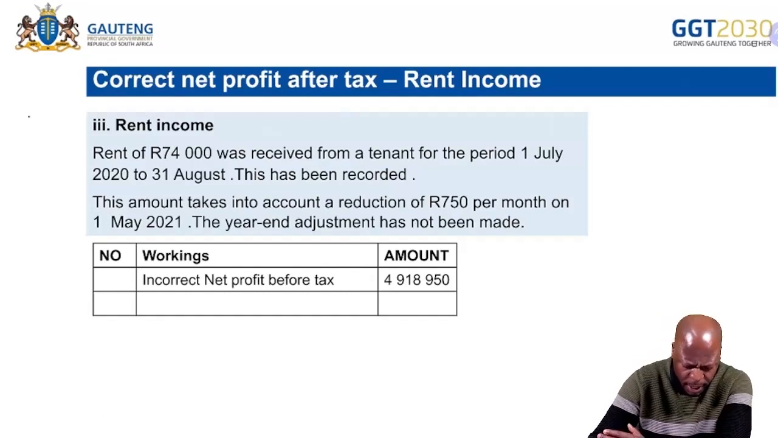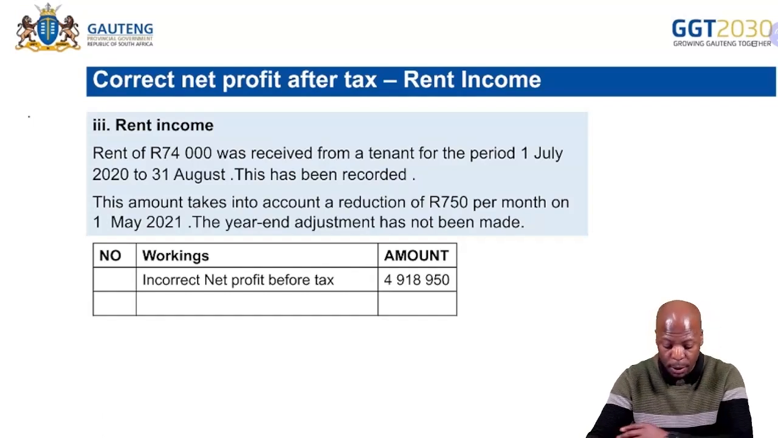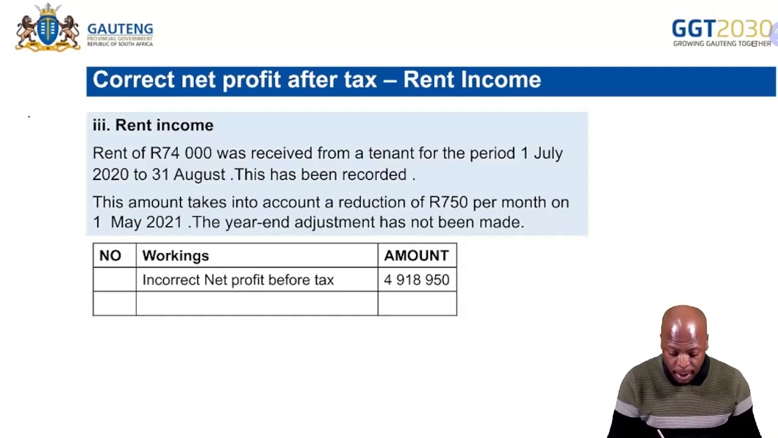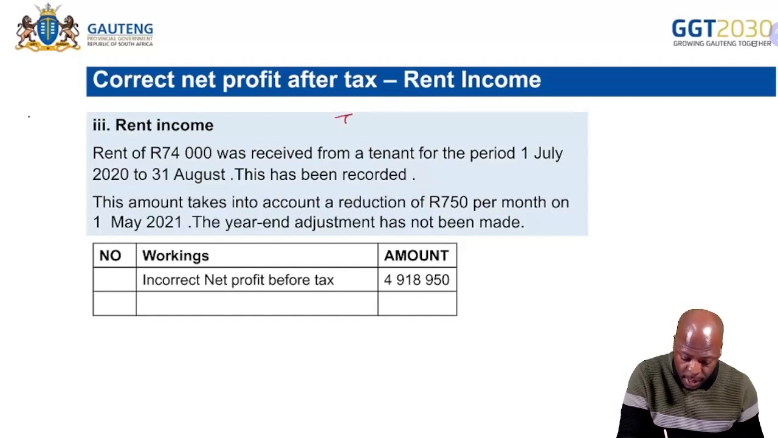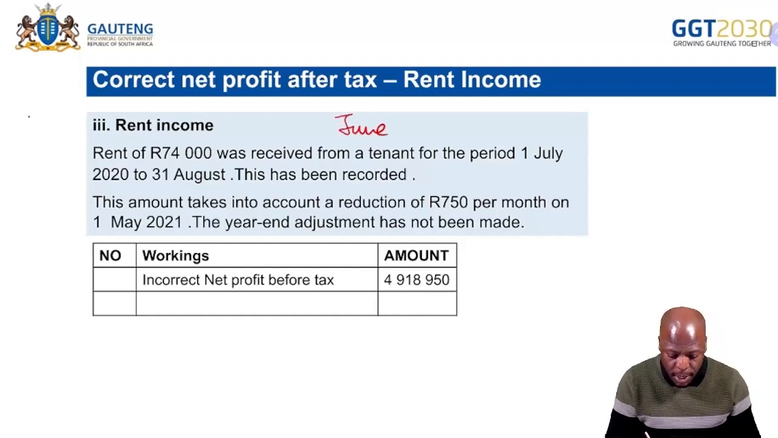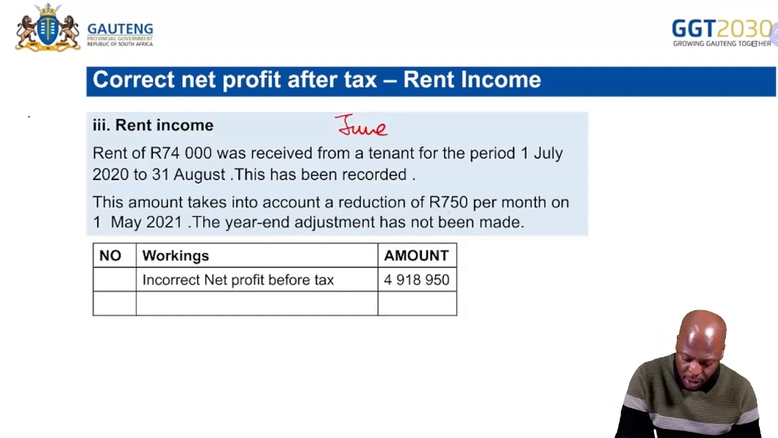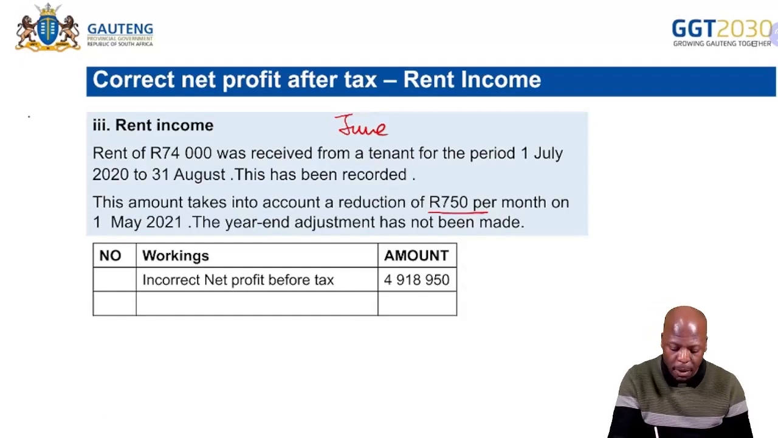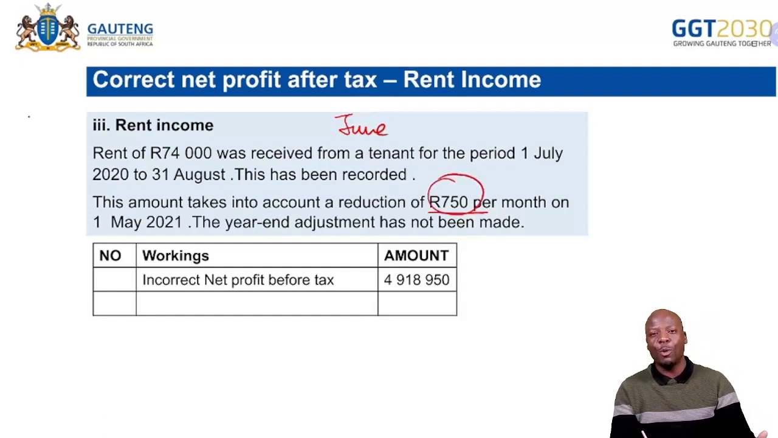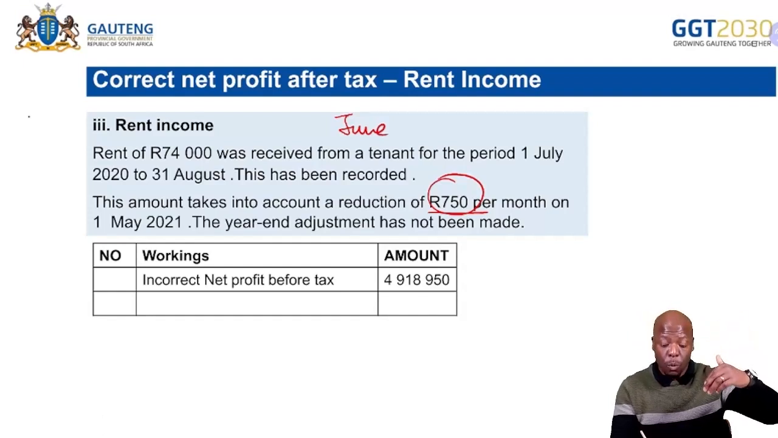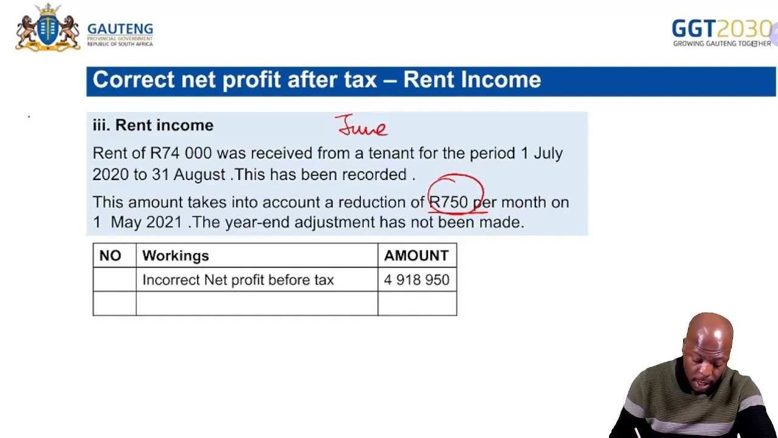So here they're saying rent of 74,000 was received from a tenant for the period 1 July to August 2020. So remember, our financial period is ending in June. So they say that this has been recorded. So we have received some income in advance and it has been recorded. Then they say this amount takes into account a reduction. There was a reduction on the monthly rent by 750. Normally we're used to the one whereby rent has increased, but in this case they're saying rent did not increase, but rather it was reduced by 750 per month on the 1st of May.